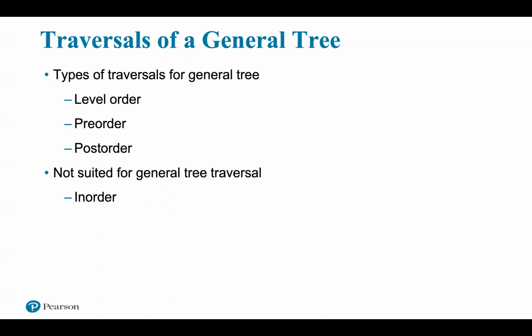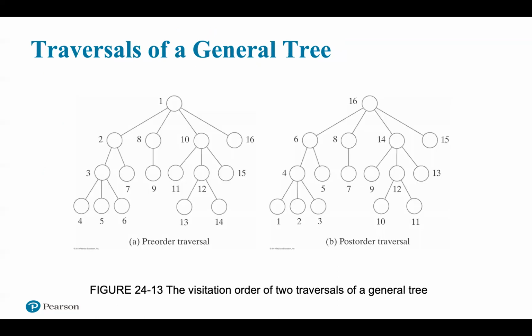A pre-order traversal visits the root and then visits the nodes in each of the root's subtrees. A post-order traversal first visits the nodes in each of the root's subtrees and then visits the root last. So in figure 24.13, it gives examples of a pre-order traversal and a post-order traversal for a general tree.